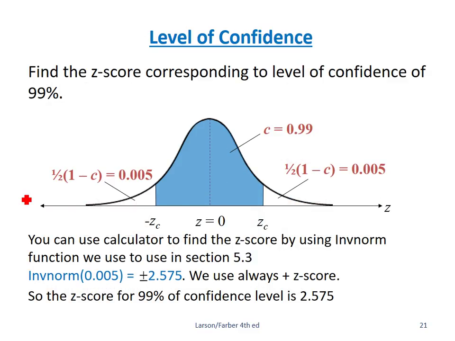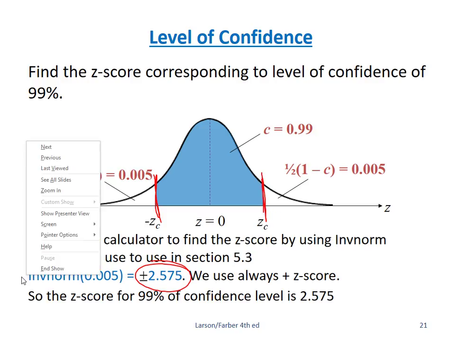If we wanted to be at 99%, then 0.005, or 0.5%, is going to be this area out here. Don't look at my graph, because I didn't change the graph when I did this. Those z-scores are plus or minus 2.575. So this z-score would be a negative 2.575, and this one would be a positive 2.575.